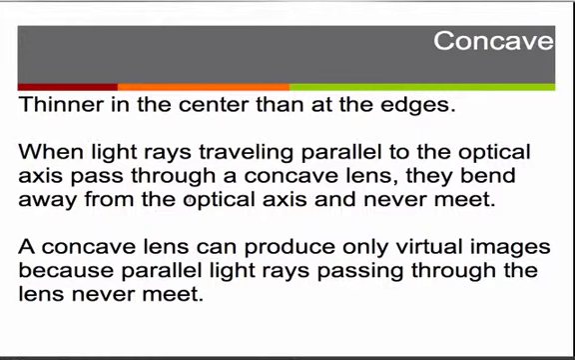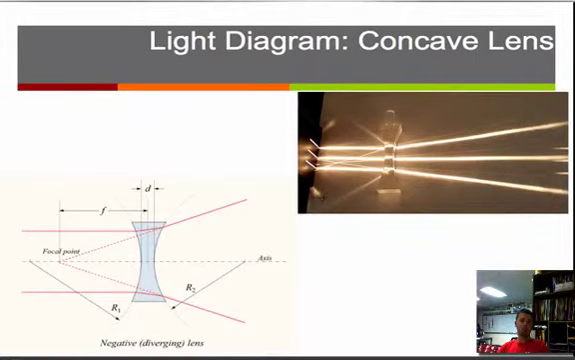A concave lens is thinner in the center, and I always remember it caves in. When light rays hit the axis through the lens, they bend away from the center of the lens and never, ever, ever meet. A concave lens can produce only virtual images because parallel light rays passing through the lens never meet at a focal point.